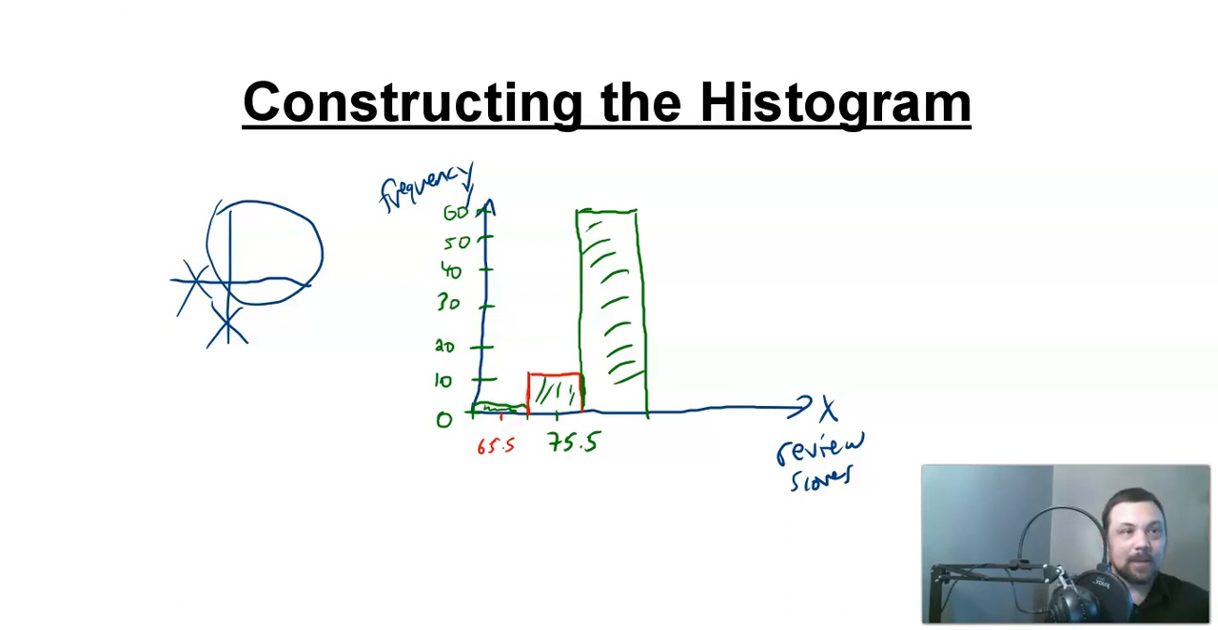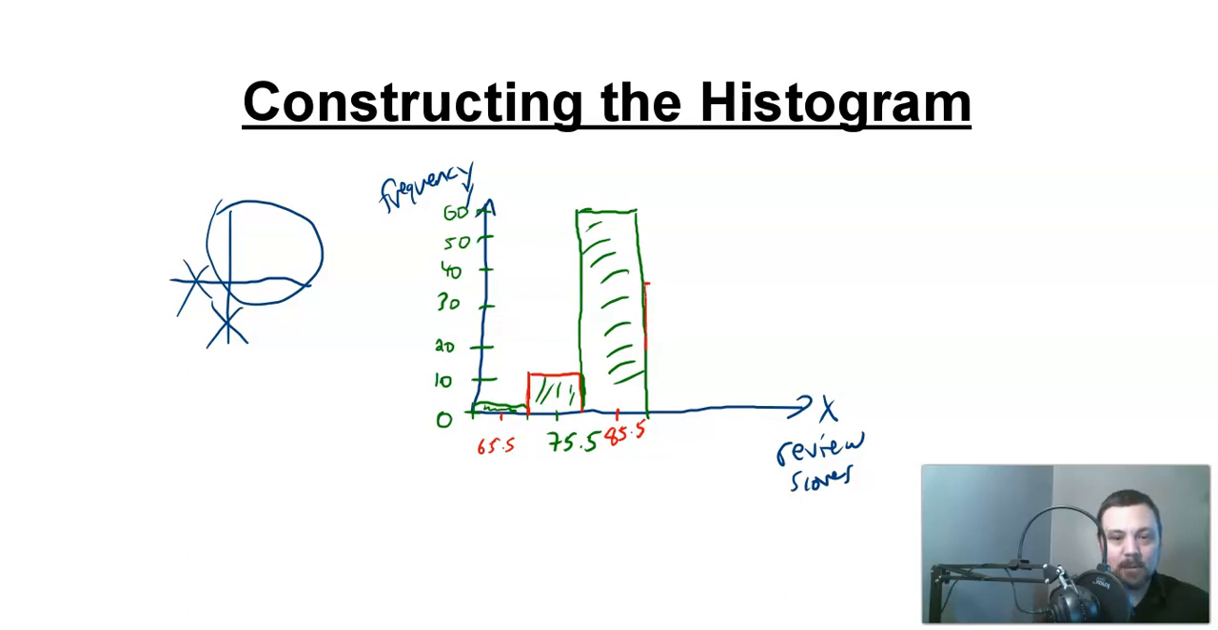And again, label the midpoint. So make sure you're labeling the midpoint for each class for every bar. And so this should be 85.5. And then the last bar has a frequency of 36. So that's going to be about halfway. This is probably a better idea. Kind of mark that first.